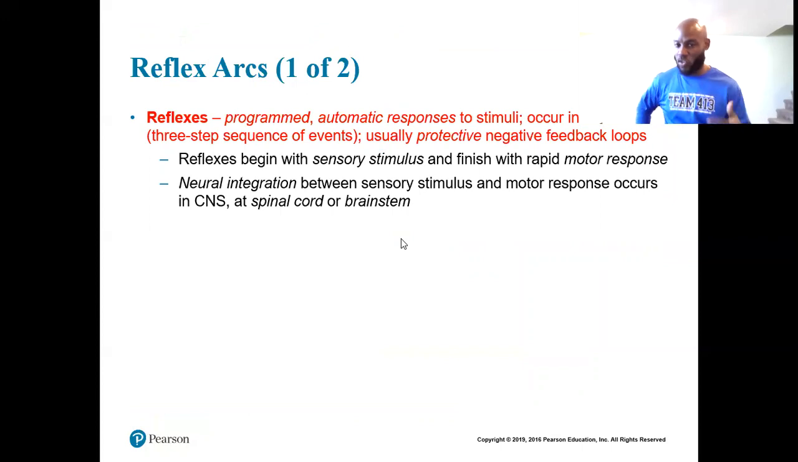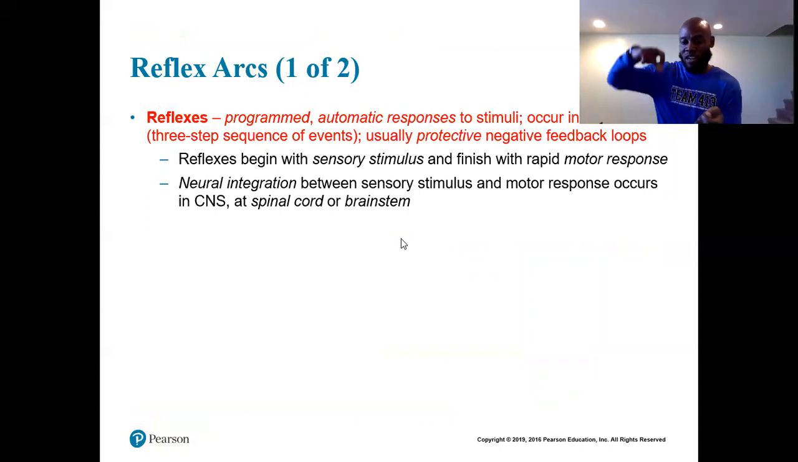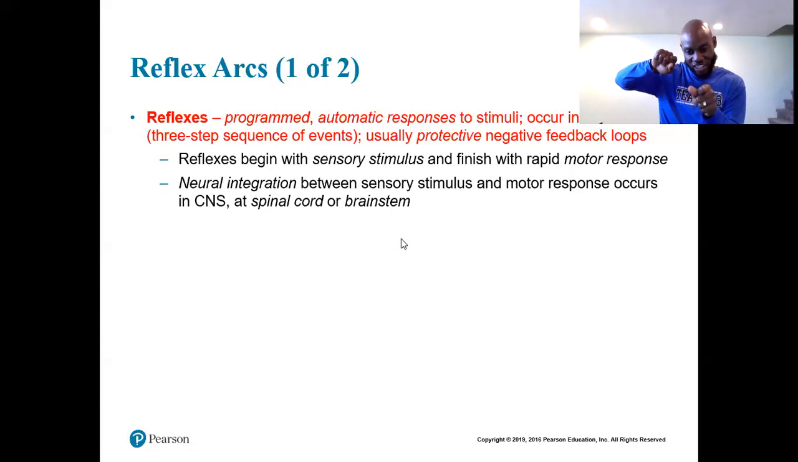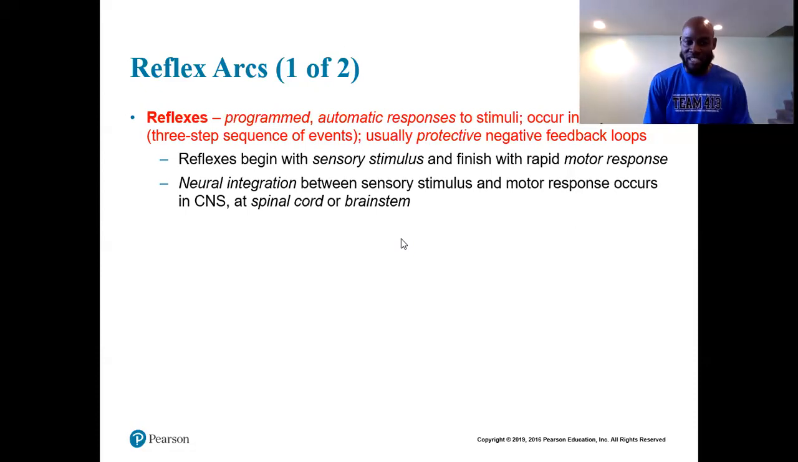Reflexes begin with a sensory stimulus, right? So I tap the knee, sensory stimulus, and finish with a rapid motor response. That rapid motor response would be your knee kicking, right? You tap it, your body senses this slight stretch, and you kick the leg. Neural integration between sensory stimulus and motor response occurs in the CNS at the spinal cord or brainstem. So it goes through the spinal cord or the brainstem, it doesn't actually go into your cerebrum, right?